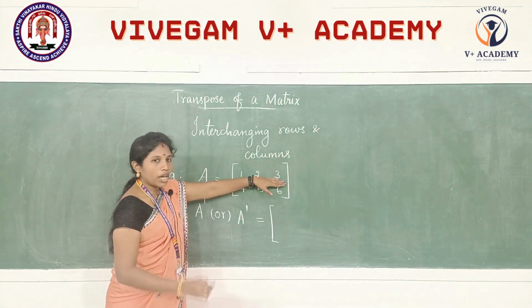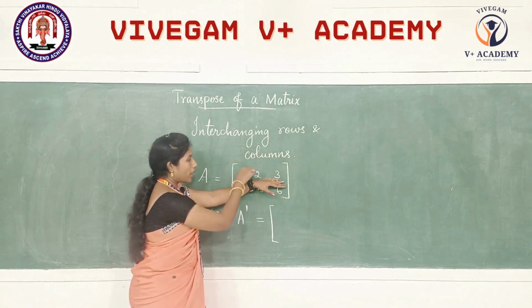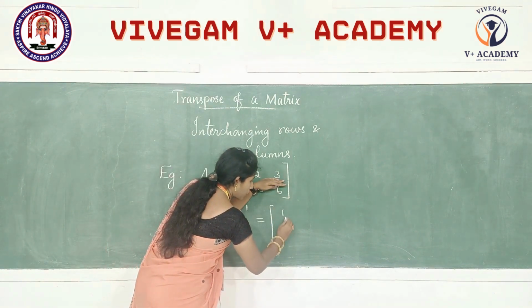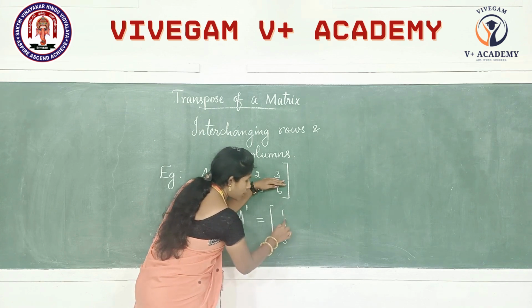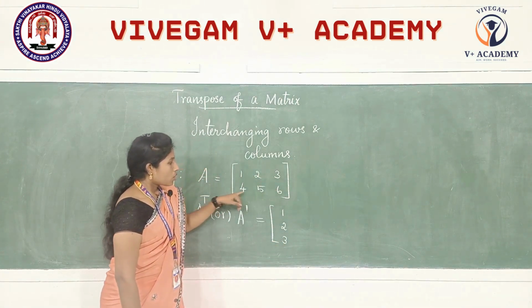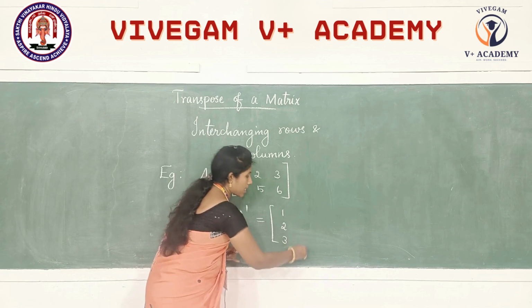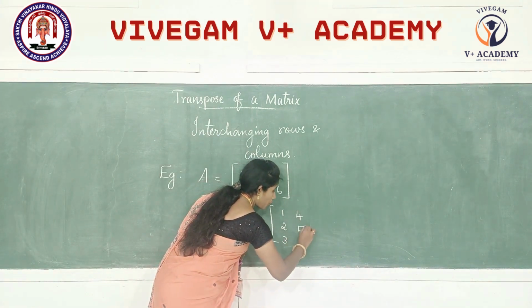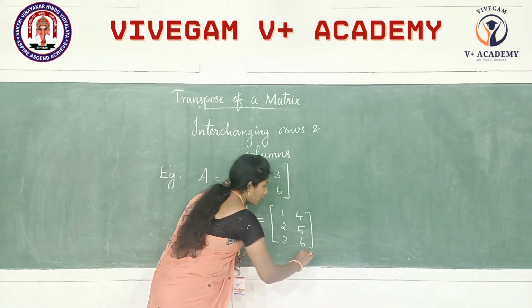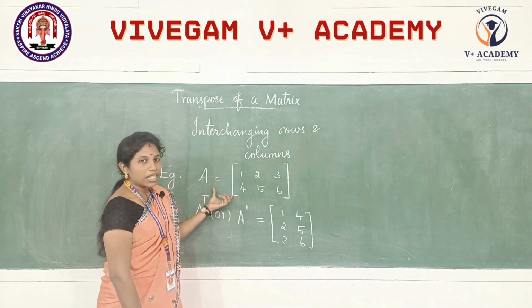So the first row you are writing as a column. So 1, 2, 3 are the elements that you have to write as a column. The second row, 4, 5, 6, you have to write as a second column. Now what is the order of the matrix A?